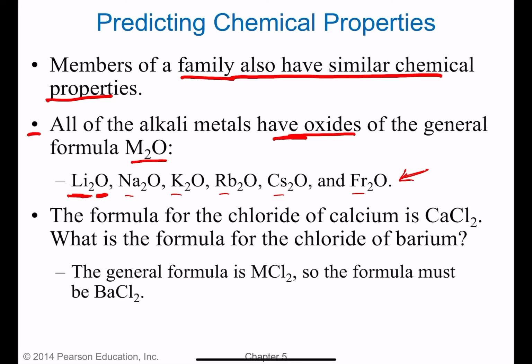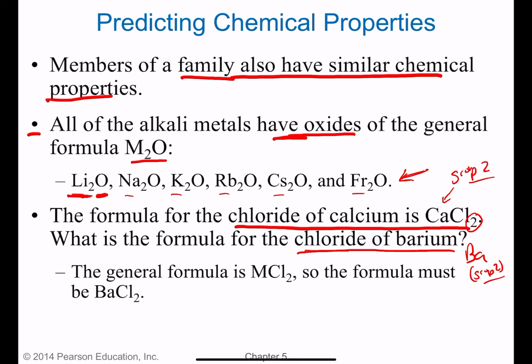The formula for chloride of calcium is calcium chloride, where there's 2 of them right here. So we can predict what would be the formula for the chloride of barium. Barium is Ba, and barium is in group 2. Calcium is also in group 2. So because they're in the same group, we can predict that they will chemically behave similarly when you try to make a chloride. So you're pairing up barium plus chloride.